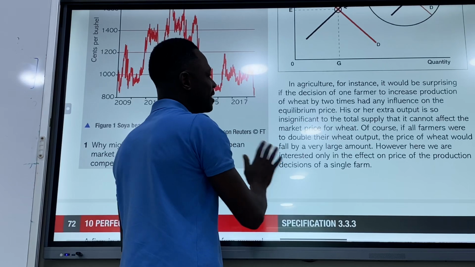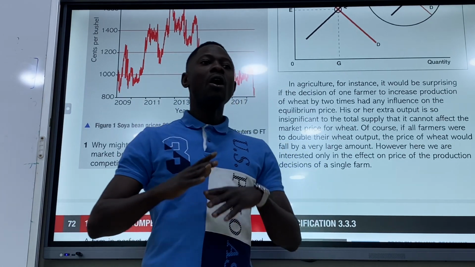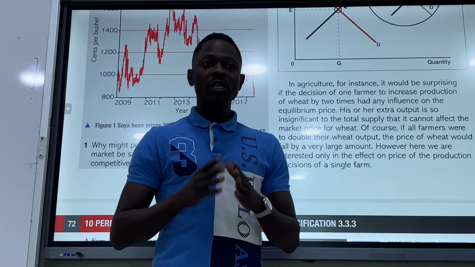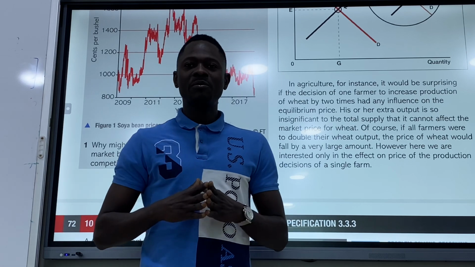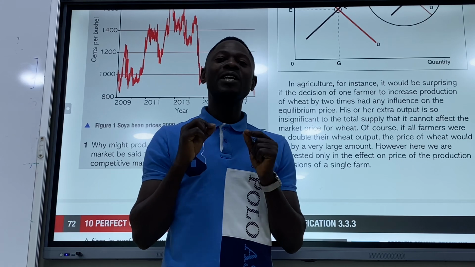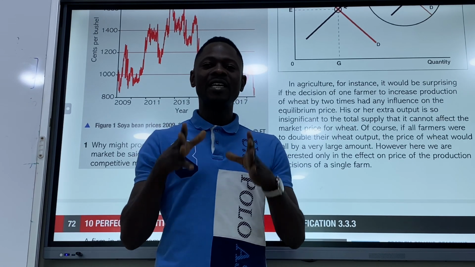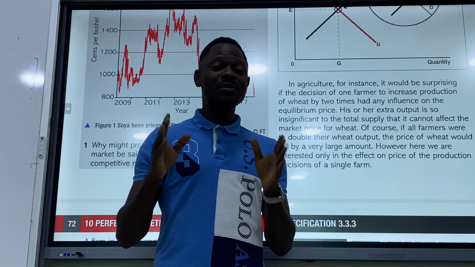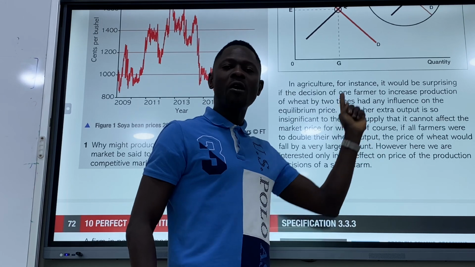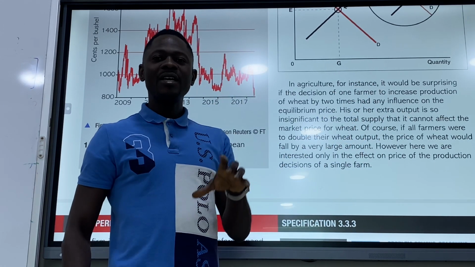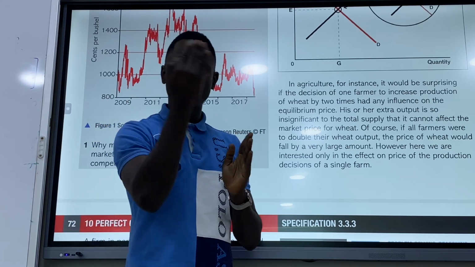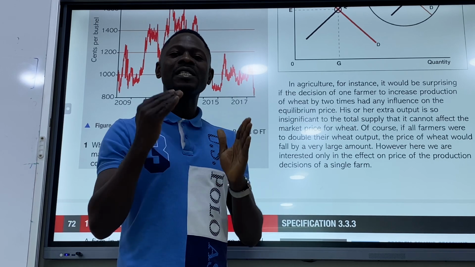farm. So what they are saying is this: if in the industry, a wheat farmer decides to increase its output of wheat, it will not have any impact on the price of wheat, because it's only going to shift the supply curve of that wheat farmer rightward, but it's not going to significantly increase the output in that industry. So that means price will not be influenced. However, if all farmers in the wheat industry increase their output, it will definitely shift the supply curve rightward. As a result of that, it's going to have a significant effect on price.